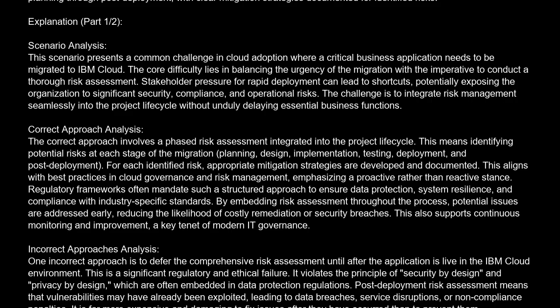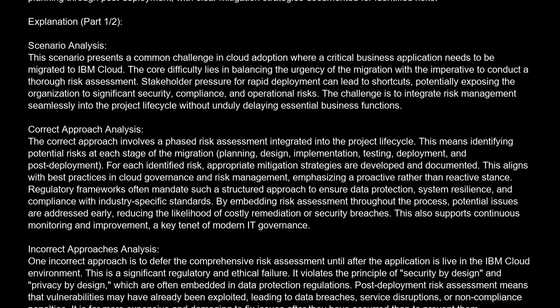Regulatory frameworks often mandate such a structured approach to ensure data protection, system resilience, and compliance with industry-specific standards. By embedding risk assessment throughout the process, potential issues are addressed early, reducing the likelihood of costly remediation or security breaches. This also supports continuous monitoring and improvement, a key tenet of modern IT governance.